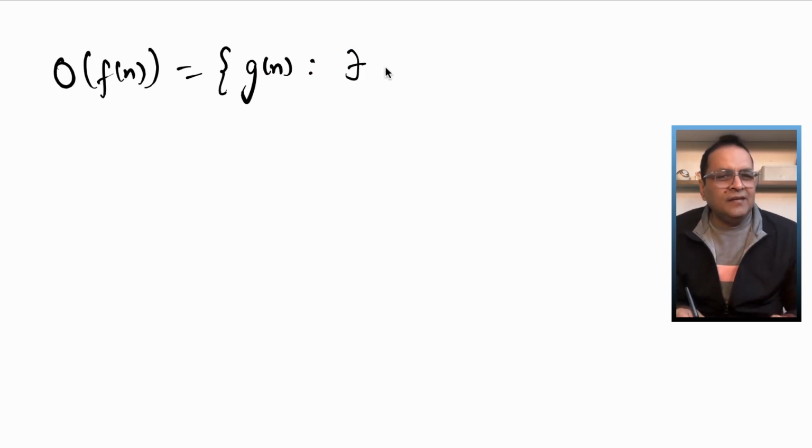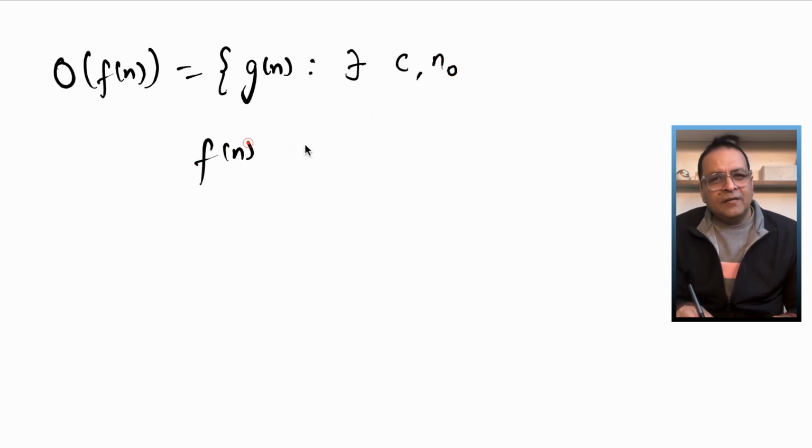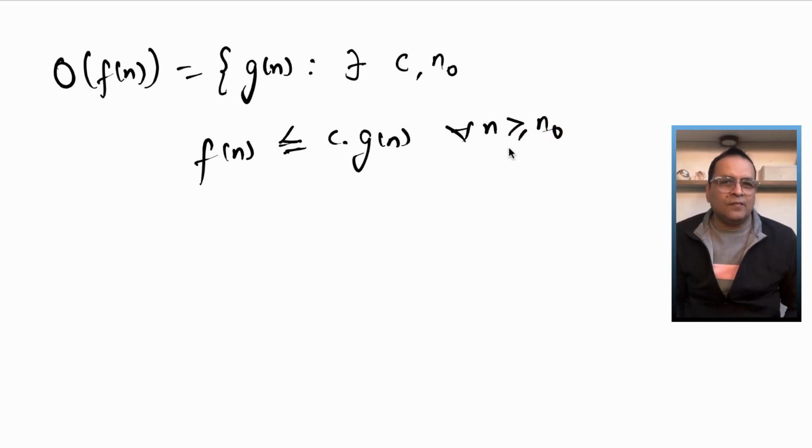For every g(n), there exist two constants c and n0, such that f(n) is less than or equal to c into g(n) for all possible values of n greater than or equal to n0. So this is a little mathematical, but I hope you should be able to understand it. Now this big O is a tighter bound, because here we are considering the equality also.